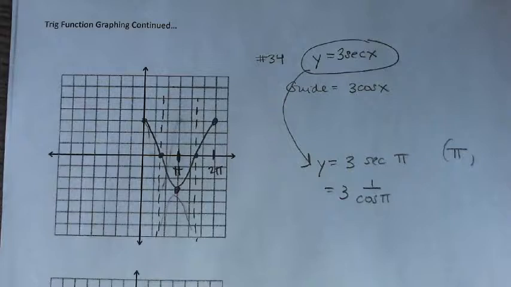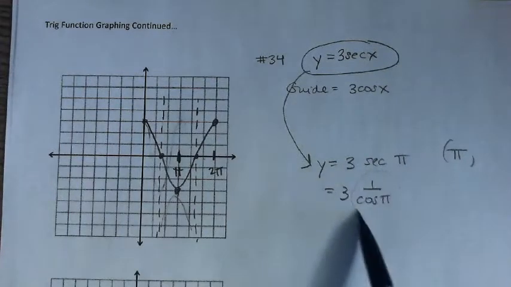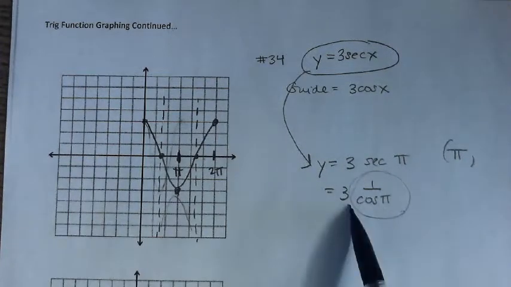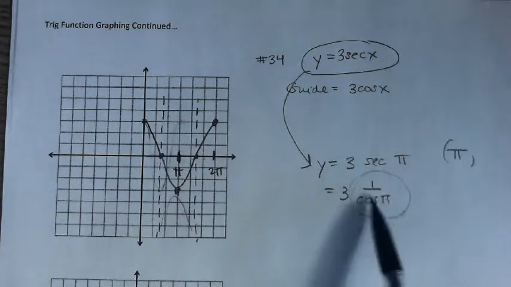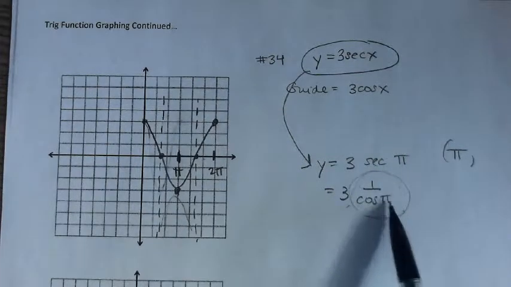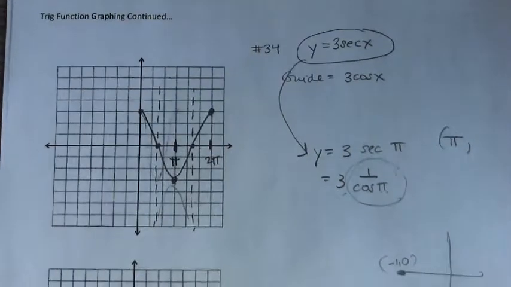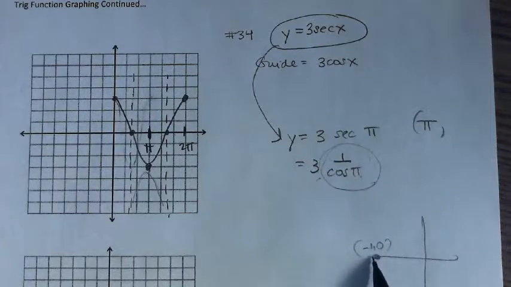The reason we don't reciprocate, I've finally realized, the reason we don't reciprocate the 3 is because the reciprocation happens prior to that vertical stretch. Do we follow that? So if you're going through order of operations, you're going to do 1 over the cosine of pi first. And what's the cosine of pi? Pi's over here. This is negative 1, 0. Negative 1.